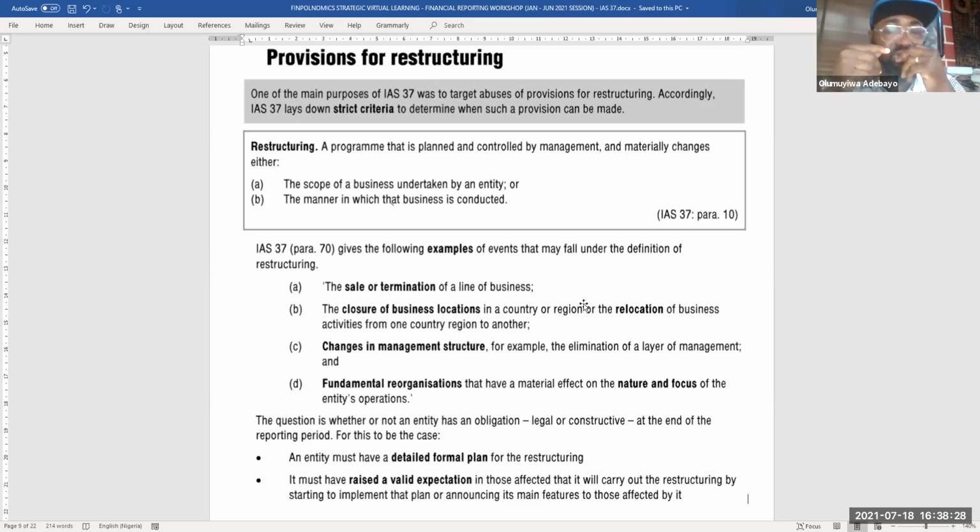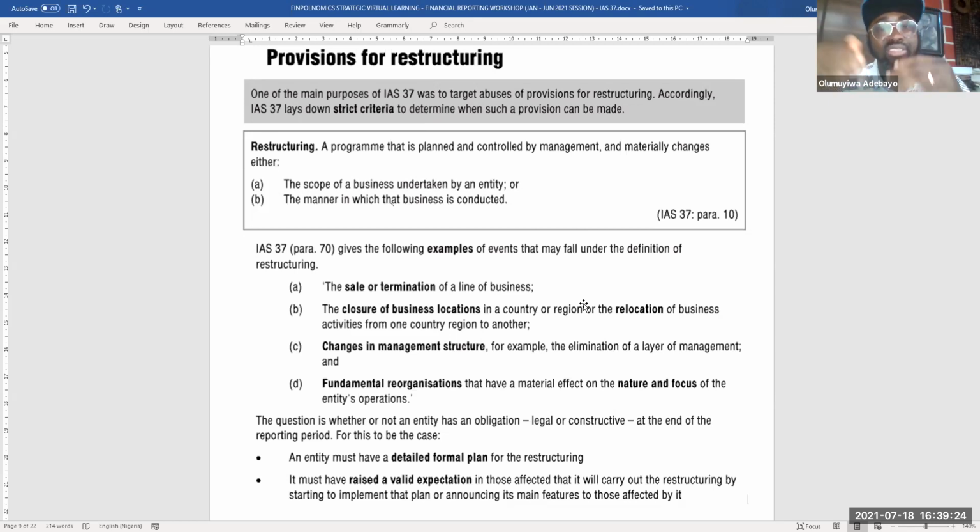That is a dichotomy there. But the question we need to ask ourselves is, what is restructuring cost? Restructuring costs are costs associated with restructuring by an entity in whatever form it is. The next question then is, what constitutes restructuring to an entity? The standards in paragraph 10 define restructuring as a program that is well planned and controlled by the management of the entity. And furthermore, that such activity materially will change either the scope of the business being undertaken or the manner in which the business will be conducted in the immediate future. Once you have either of these activities, we say restructuring is taking place.